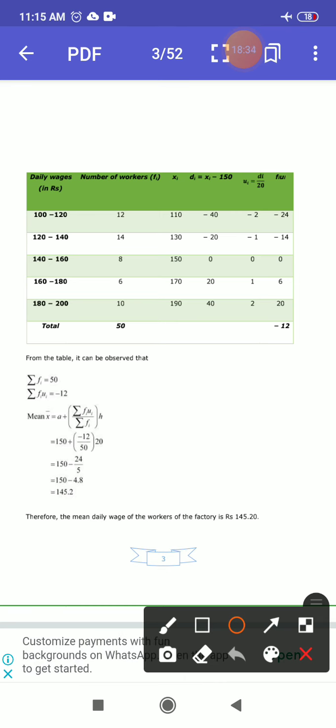Cutting 0 with 0, you can write the value here. 150 minus 24 upon 5. You have to divide that 24 by 5 and then you get the value 4.8. 150 minus 4.8 means 145.2. This is your answer. By this way you have to calculate the mean with the help of the assumed method. Okay, assumed deviation method, step deviation method. This is your assumed method. So through the assumed method you have to calculate the mean.